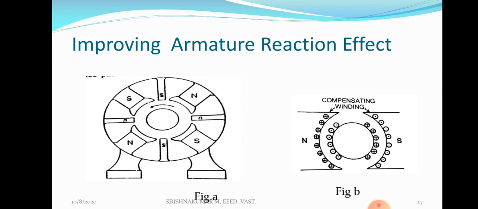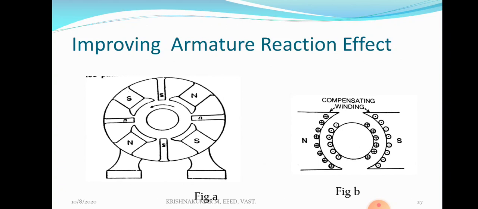It should be avoided because it has two adverse effects: one is the demagnetizing effect and the other is the cross magnetizing effect. Due to the demagnetizing effect, the resultant flux in the machine decreases and the generated EMF decreases. Due to the cross magnetizing effect, sparking takes place at the brushes, which may destroy the machine. Anyway, these two effects should be minimized at any cost.